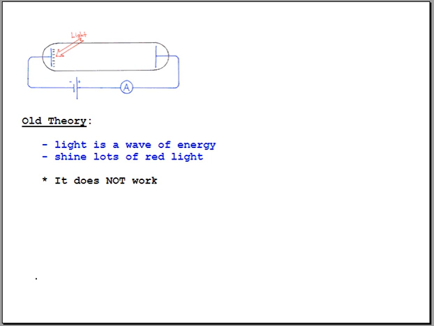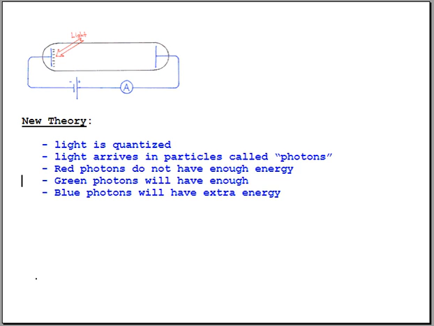And the red packages, as they arrive and land and try to liberate those electrons, they don't have enough energy to do it. They're just too small. So Einstein says, all right, new way to look at it. Light is quantized, comes in little packages. And now is when we're going to give them the name. We're going to call them photons. So a photon is the tiniest package of light that you can imagine.